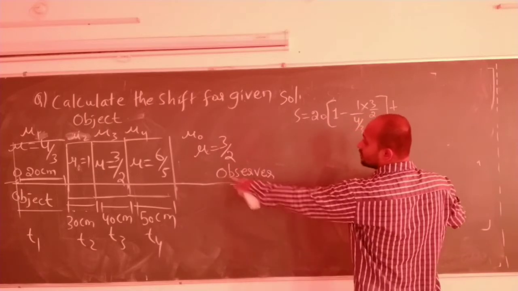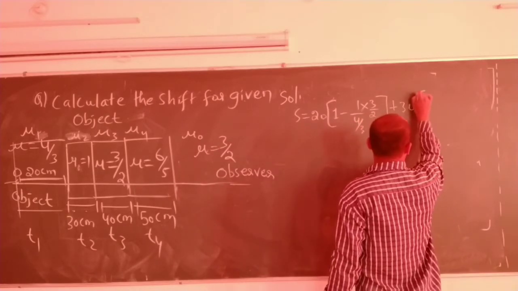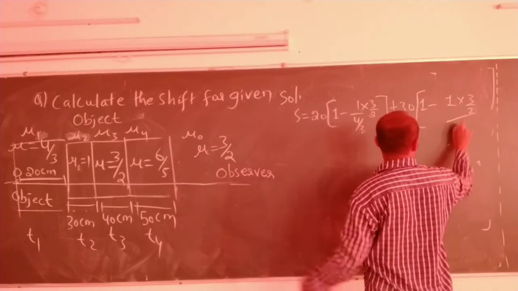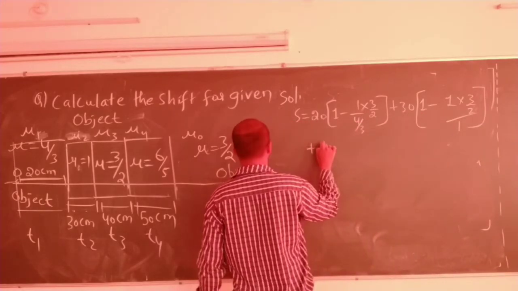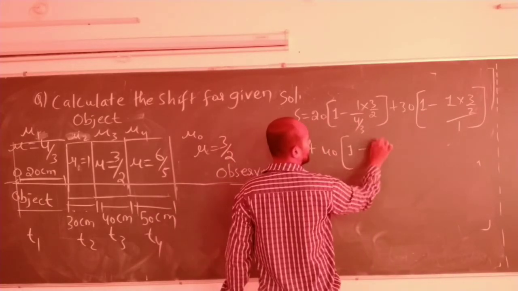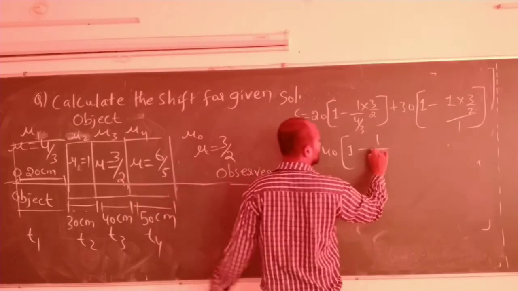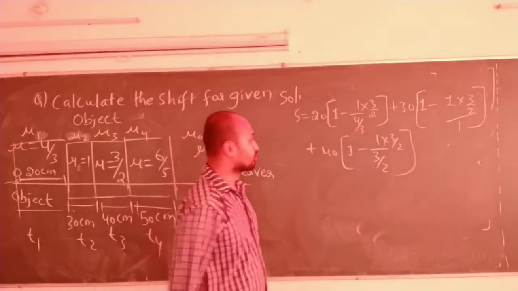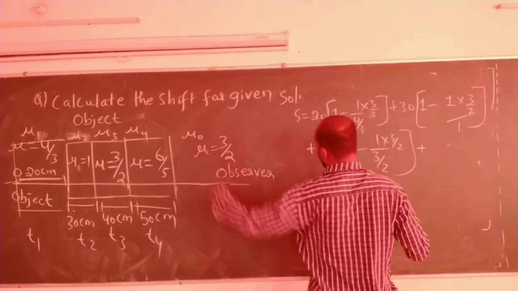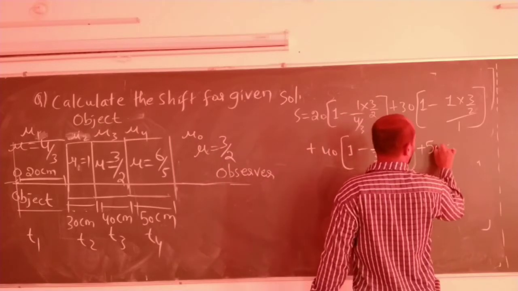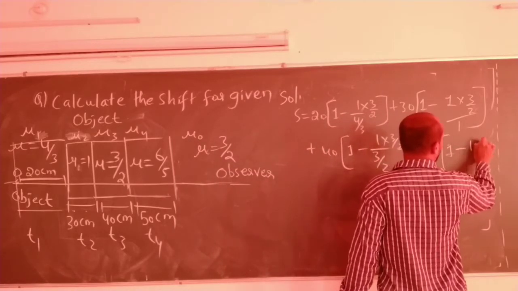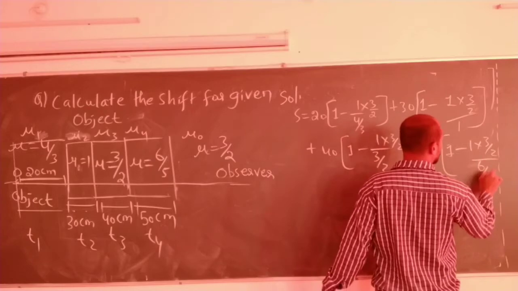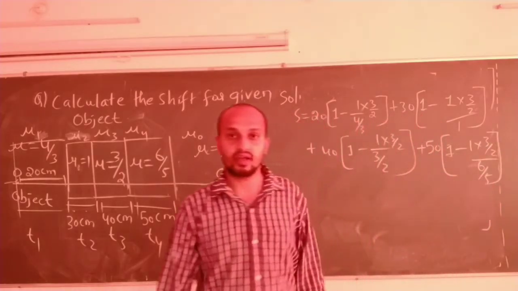Plus, what is that? Mu T2. T2 is how much? 30 into 1 minus 1 into 3 by 2, say 4 divided by 1. Plus 40 into 1 minus 1 divided by, what is the refractive index? 3 by 2. Here also 3 by 2, because I am taking mu naught upward. Plus, what is that? 6 by 5, no? 50 into 1 minus 1 into 3 by 2 divided by how much? Here 6 by 5. 6 by 5, this will be the case.